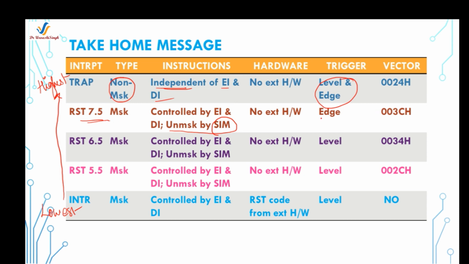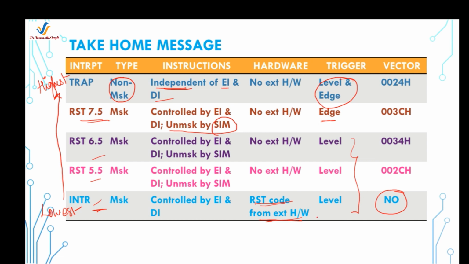The only interrupt which is unmasked by the SIM instruction is RST 7.5. It is also an edge triggered interrupt. RST 6.5, 5.5 and INTR, these three interrupts are level sensitive, and INTR is the only interrupt which is non-vectored. And one more important point: only the INTR interrupt requires external hardware to generate the RST code.